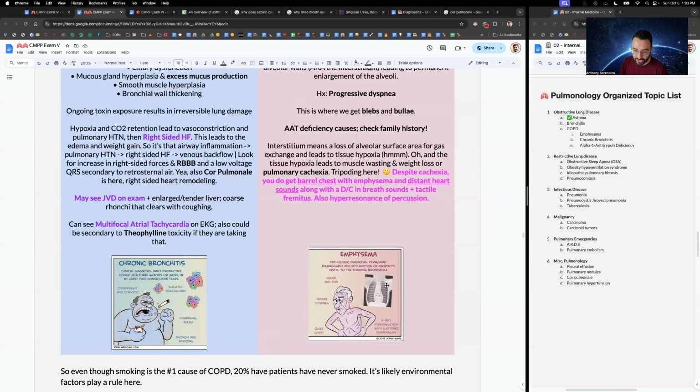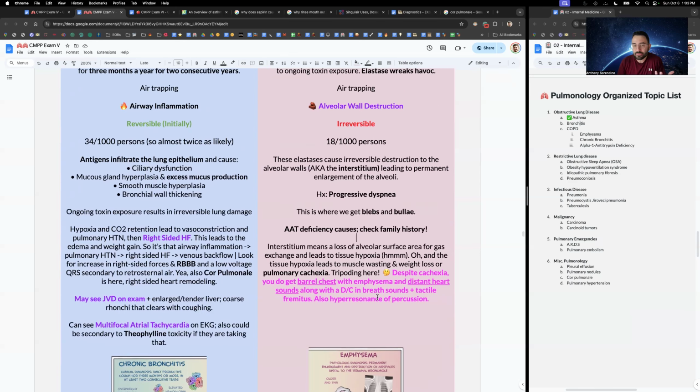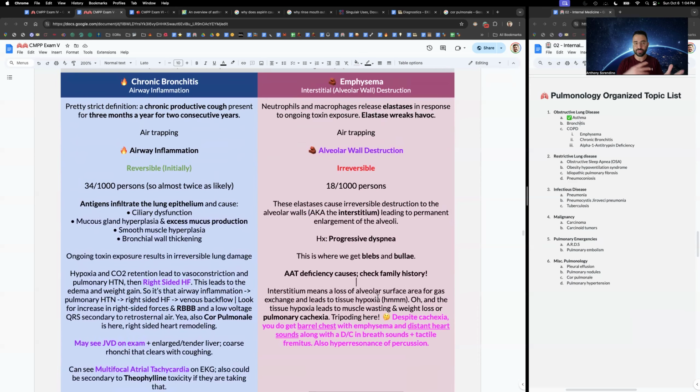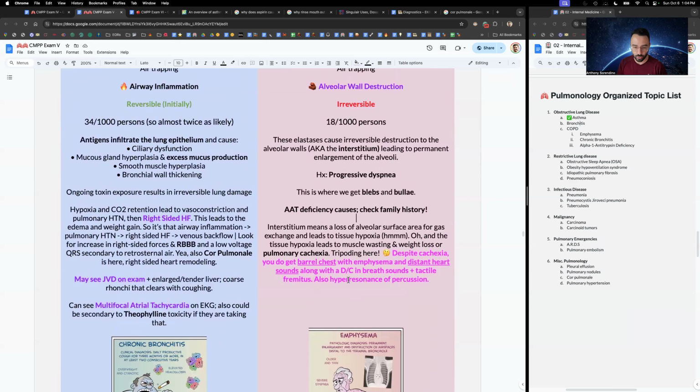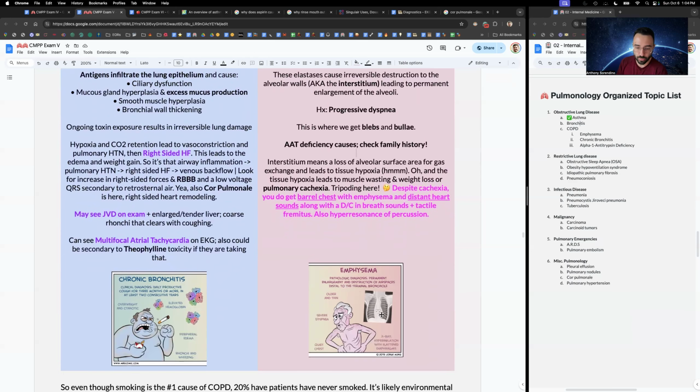And you're also going to get, you see like a squished heart. Generally, when you see this stuff, sometimes they don't get into the weeds. Is this emphysema? Is this chronic bronchitis? If you see any of this, COPD is going to be the answer. But if you have a more specific question, look for these differences. You'll get those distant heart sounds, hyperresonance, all because it is barrel chest.